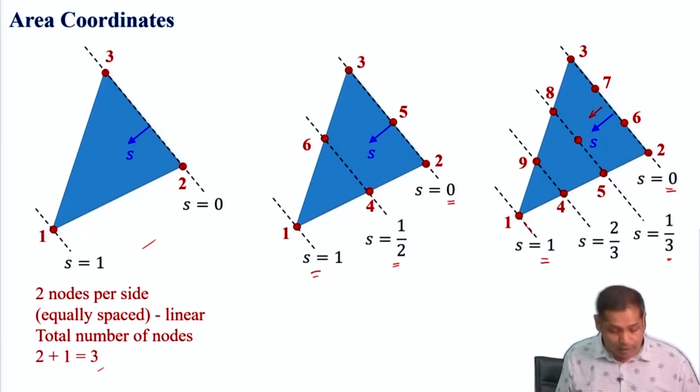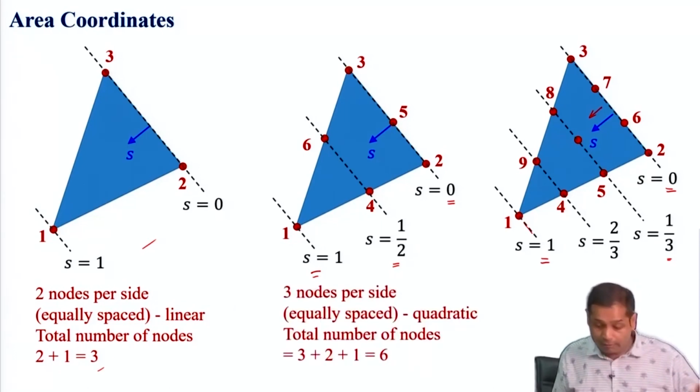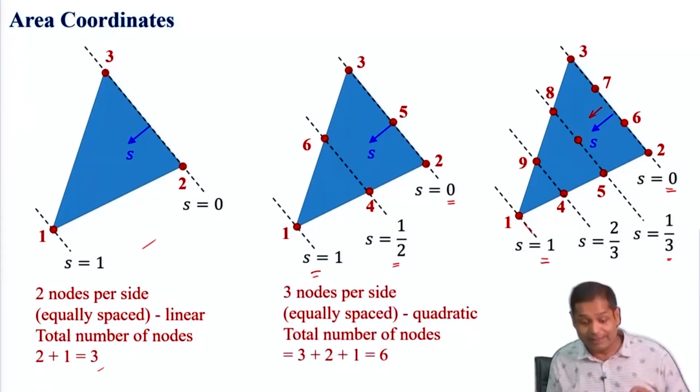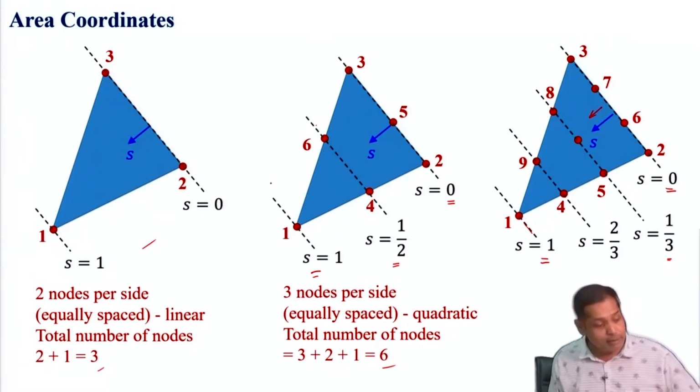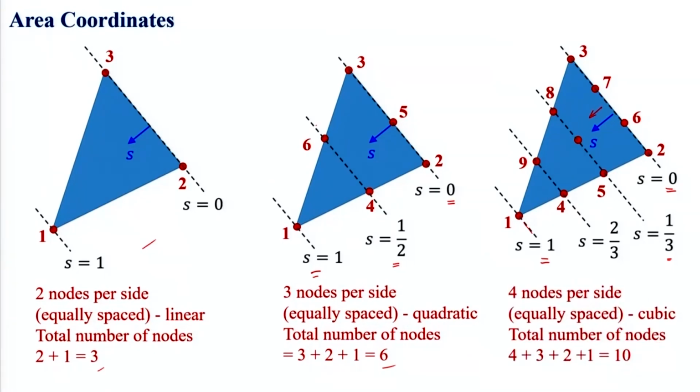Now, the second one is 3 nodes per side. All the nodes are equally spaced, and the approximation will be quadratic, and total number of nodes will be 6. Means 3 and then 2, then 1. Similarly, for say 4 nodes per side, total number of nodes will be 10, and then approximation will be cubic, and then all these nodes are equally spaced.